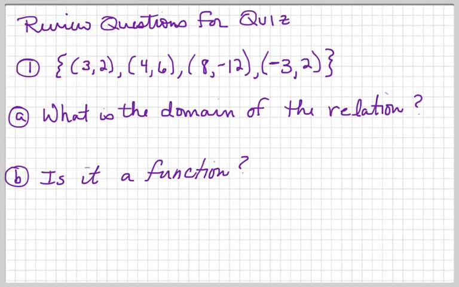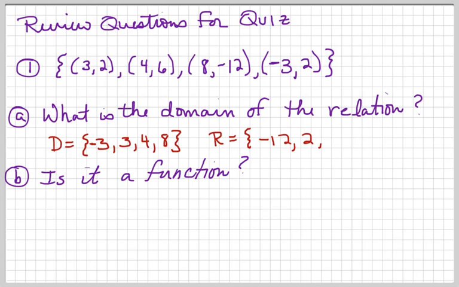Right, the domain is the x values, so we just write d equals, and our x's are 3, I'm going to put them in order, negative 3, 3, 4, and 8, and our range is the y values, again in order, 12, 2, and 6.